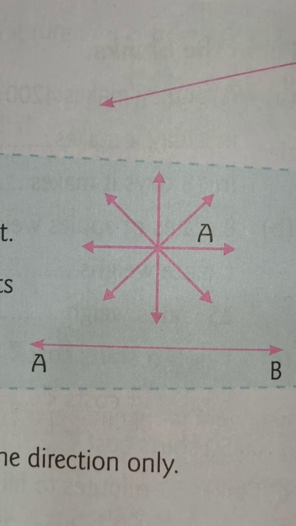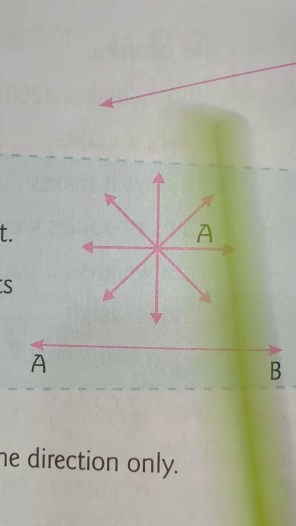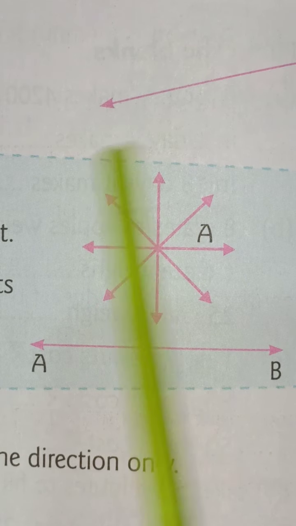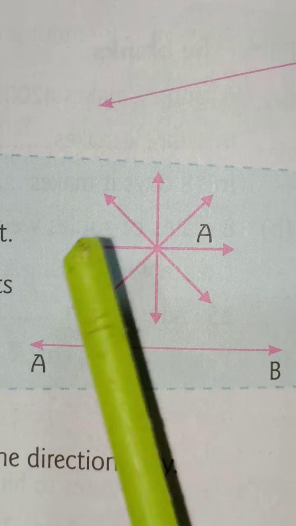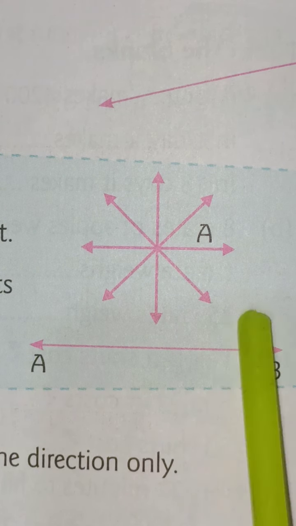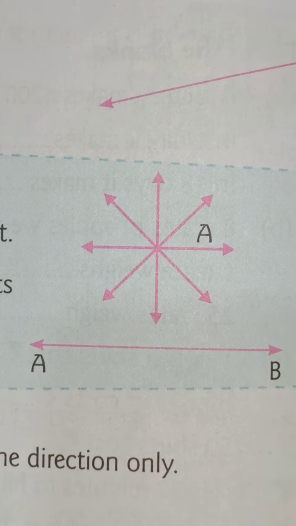You have to remember one point. An infinite number of lines can be drawn to pass through a given point. One and only one line can be drawn to pass through two given points A and B.